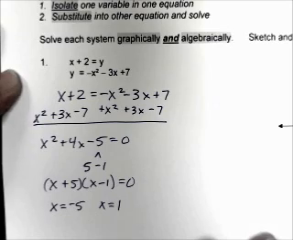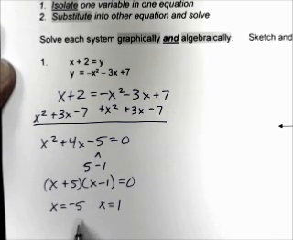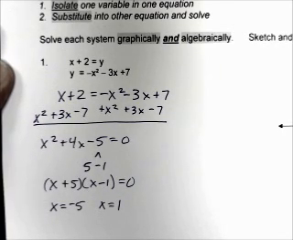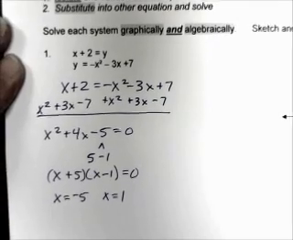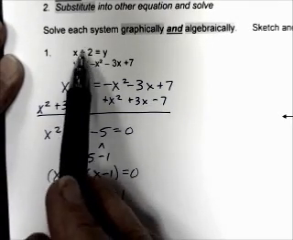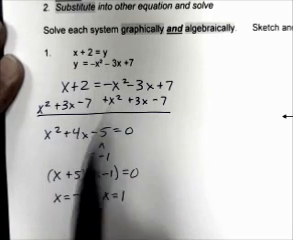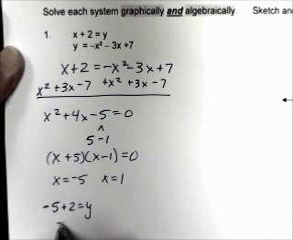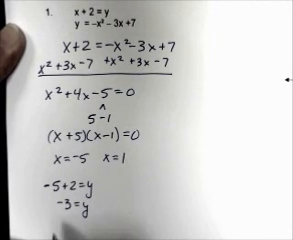Now these are x values. We have to find the corresponding y value that goes with each x, right? Because our original equations were in 2 variables. So when x is negative 5, what's the value of y? I'll go back up to the linear equation, and negative 5 plus 2 would equal y. Negative 5 plus 2 is negative 3. So when x is negative 5, the y value is negative 3.